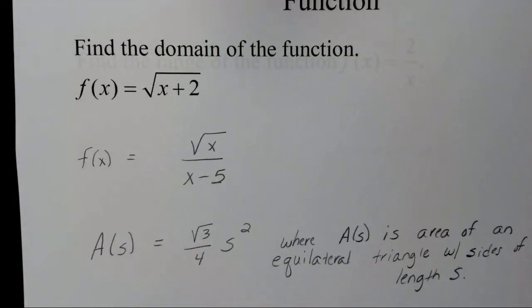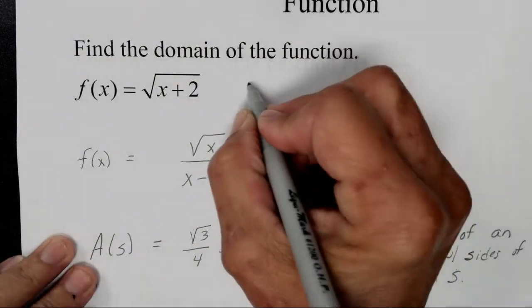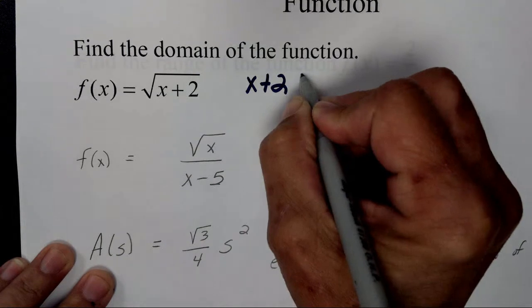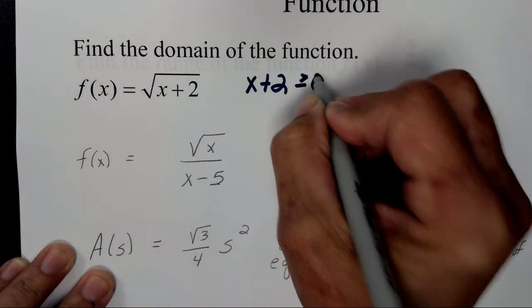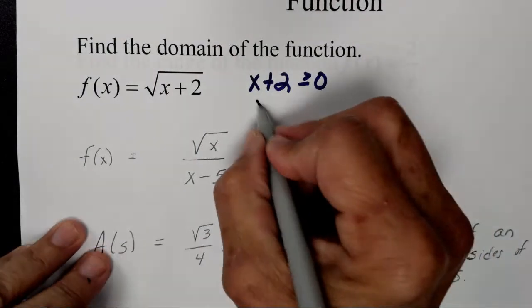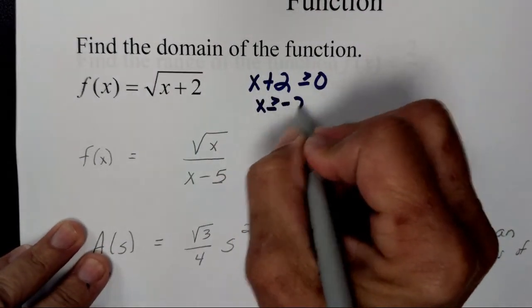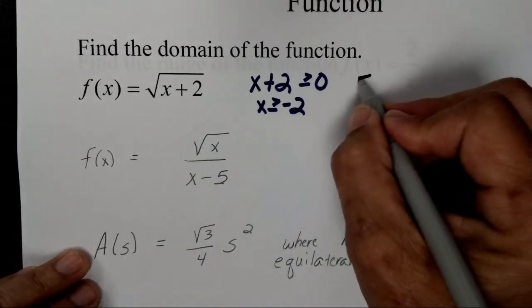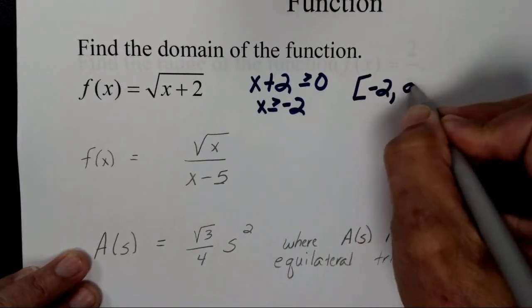If I don't want to think about it that way, then all you have to do with the square root is take what's under the radical and make it greater than or equal to 0. And so x would be greater than or equal to -2. And PreCal is only going to write it like this.